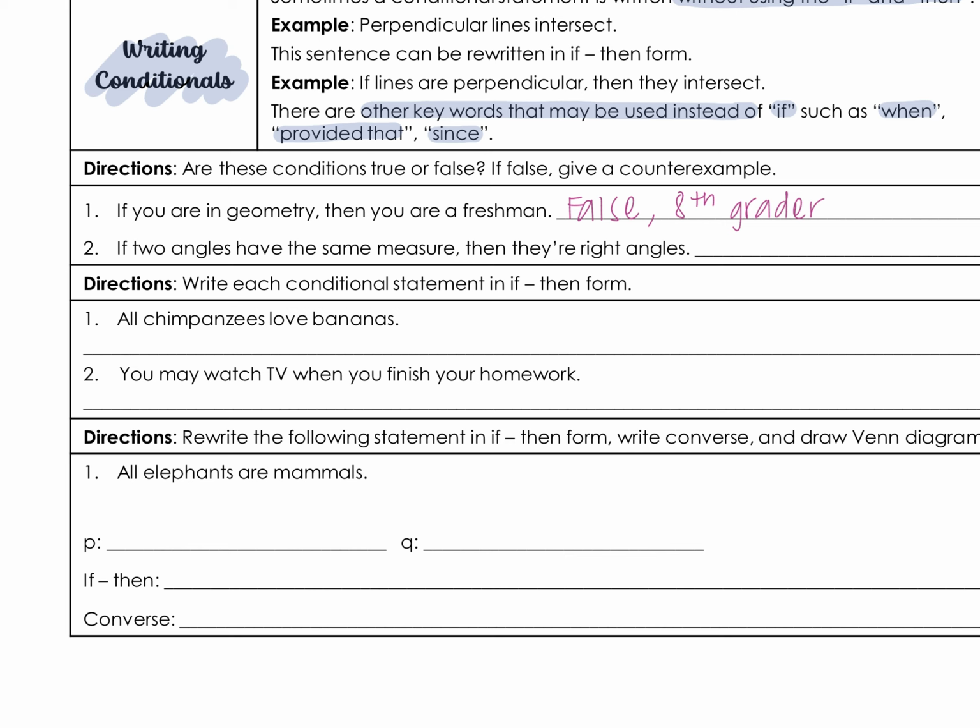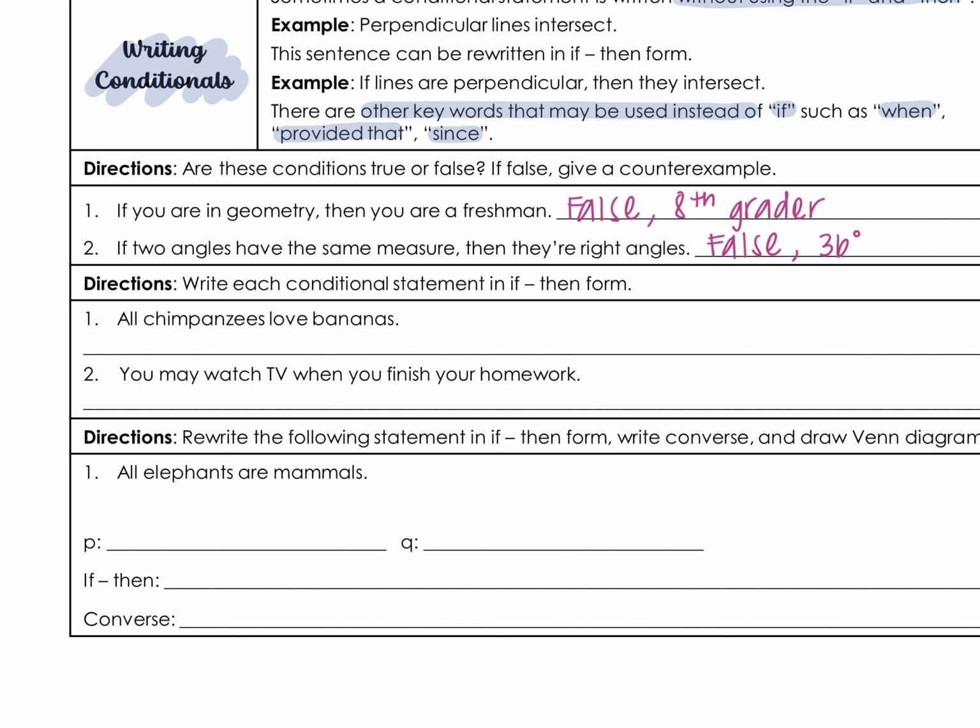Okay. Number 2, if two angles have the same measure, then they are right angles. Okay, so if you remember, same measure, they're equal. And right angles we know are 90 degrees. Okay, so we want to think about, are all angles that are equal to each other always going to be 90? So this is going to be false. Okay, maybe instead of right angles, we can say they're both equal to 36 degrees. Okay, just kind of giving another angle that's not a right angle, where they would be the same.